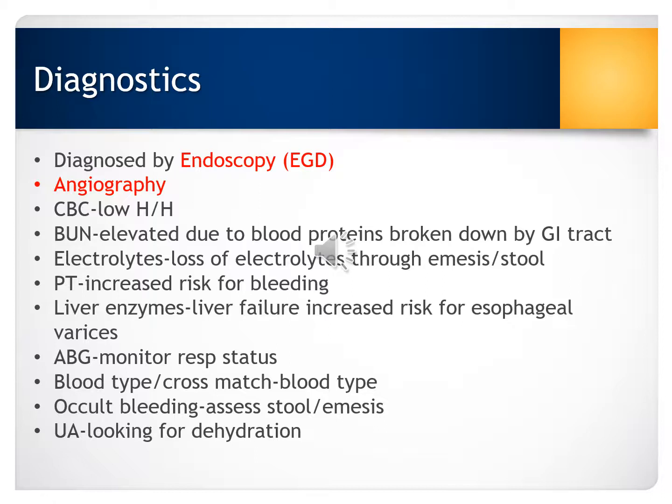We'll also evaluate the protime, because an elevated protime can increase the risk for bleeding. We'll look at a patient's liver enzymes, because a patient in liver failure increases their risk for esophageal varices. We'll be monitoring their arterial blood gases, so we can monitor their respiratory status. We'll also do a cross-match and a blood type in case the patient needs a blood transfusion. And we will also guaiac any of the stools or the emesis to look for microscopic blood.